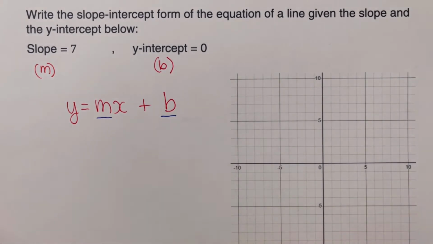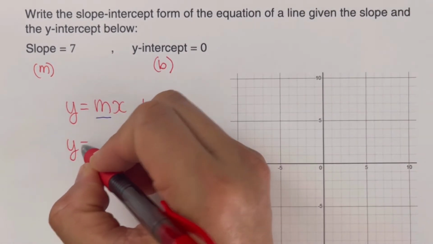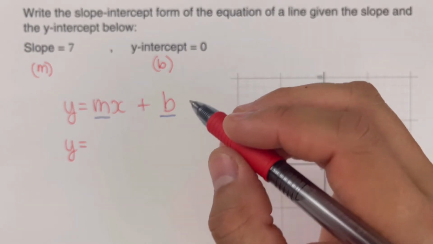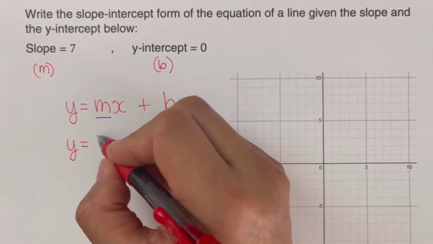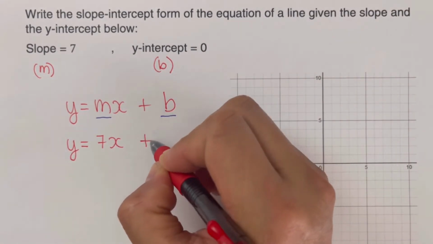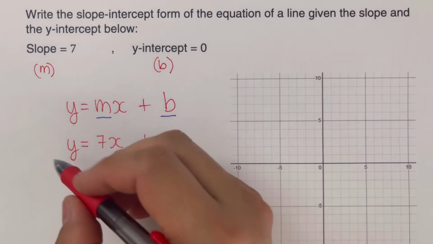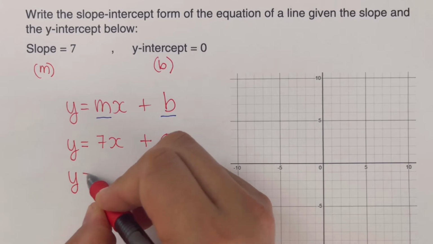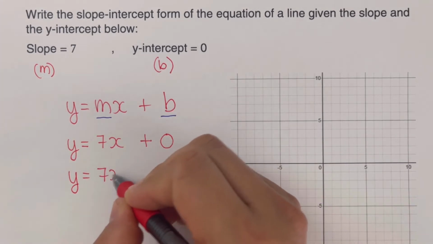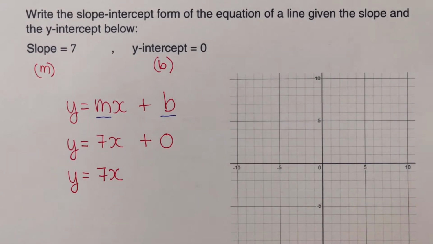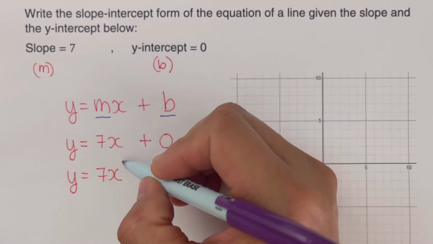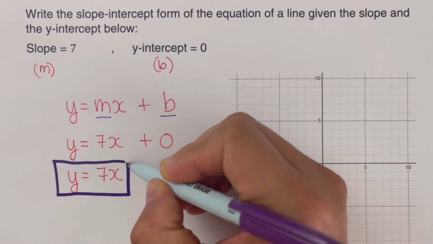And so our equation would come out, y equals, our slope is 7, so I write 7x plus, our b is 0. We don't really need to write the 0, so we can say y is equal to just 7x. So this is our equivalent slope-intercept form of this given condition.